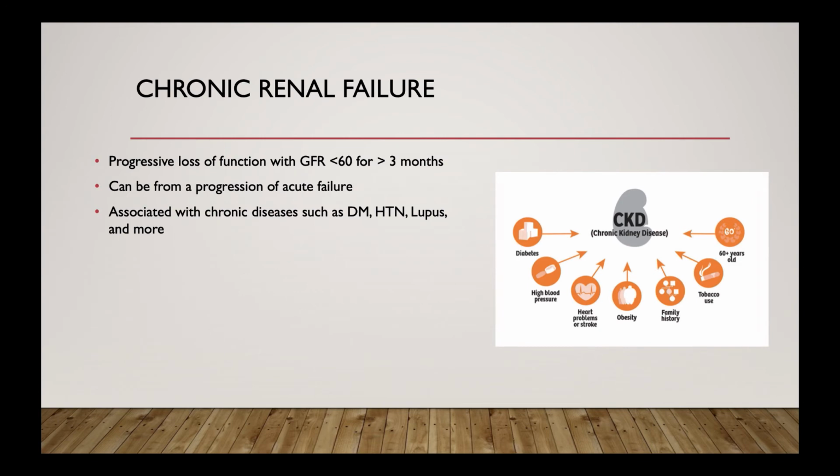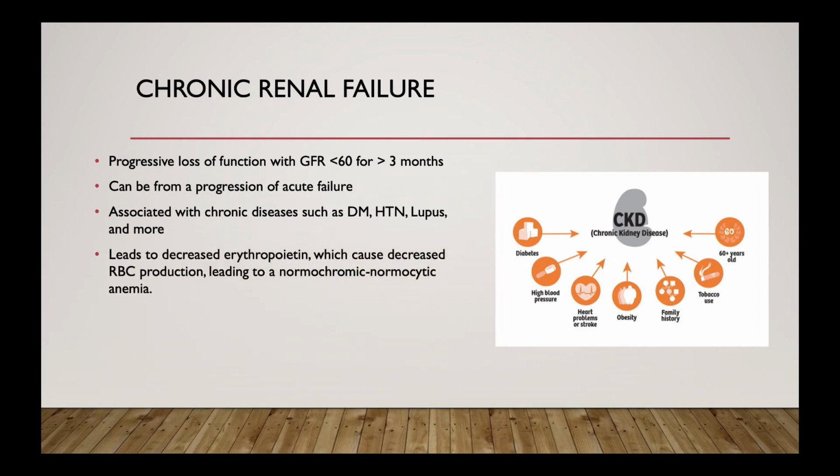Most often, chronic renal failure is a slow process that happens over time due to diabetes, hypertension, lupus, and other things. You can see here in the picture all of the different risk factors for chronic kidney disease. You have diabetes, high blood pressure, other types of cardiac problems, obesity. There's a family history, so a genetic component to it, tobacco use, and just age.